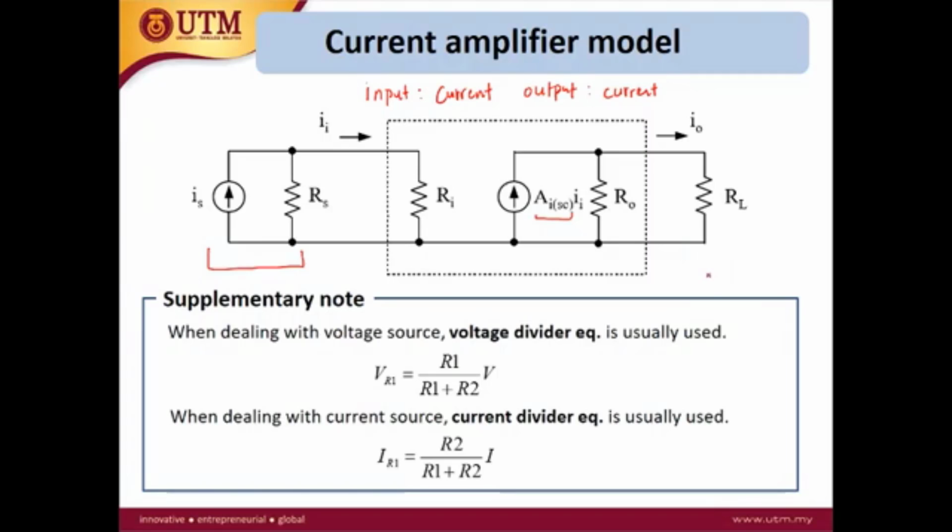In this case, because this is a current amplifier model, we can use the current divider. For example, if you want to analyze I_i, the input current, as a function of I_s. I_i is the current flowing across the R_i. So I_i is equal to R_s over R_s plus R_i times I_s. This is how you can use the current divider.